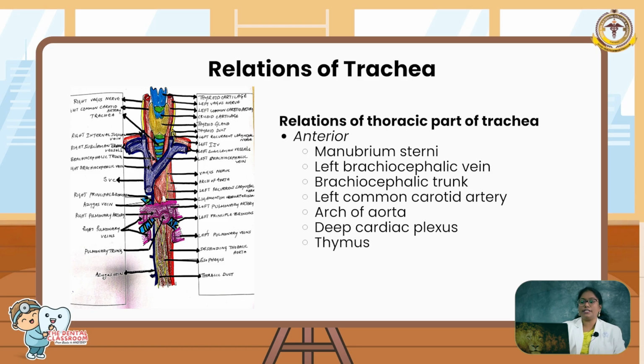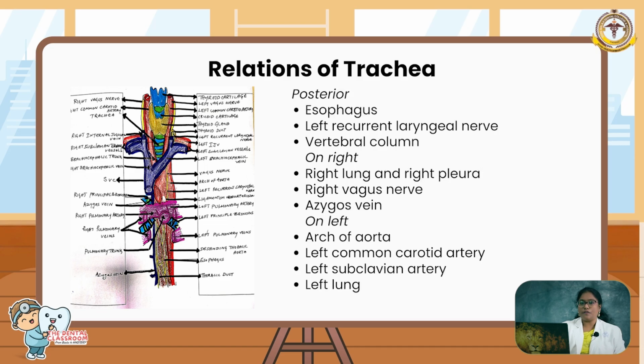Next, the relations of the thoracic part of the trachea. Anteriorly: manubrium sterni, left brachiocephalic vein, brachiocephalic trunk, left common carotid artery, arch of aorta, deep cardiac plexus and thymus. Posteriorly: esophagus, left recurrent laryngeal nerve, vertebral column. On the right side: right lung, right pleura, right vagus nerve, azygos vein. On the left side: arch of aorta, left common carotid artery, left subclavian artery, left lung.